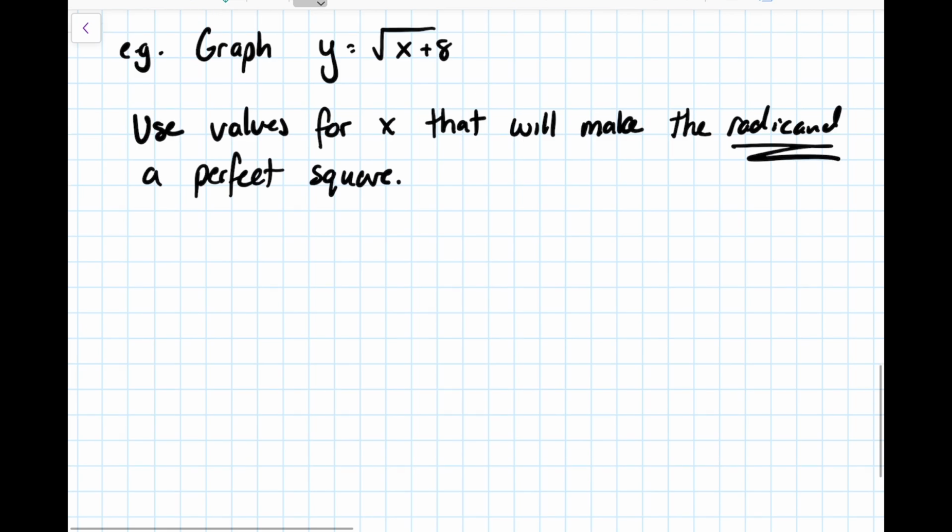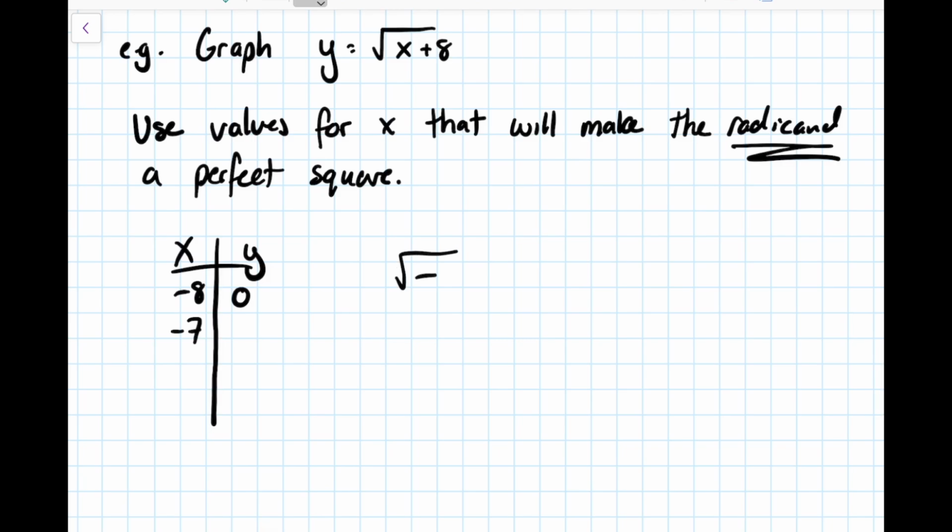So you might have to think about that a little bit. Just target all the perfect squares you can and think about what x values are going to make those work. So if we want to make this thing be 0, we'd probably put negative 8 in there, right? Because negative 8 plus 8 will get us 0. If we want to make this thing be 1, we'd probably put negative 7, because negative 7 plus 8 is going to get me 1. And then the square root of 1 is 1, right?